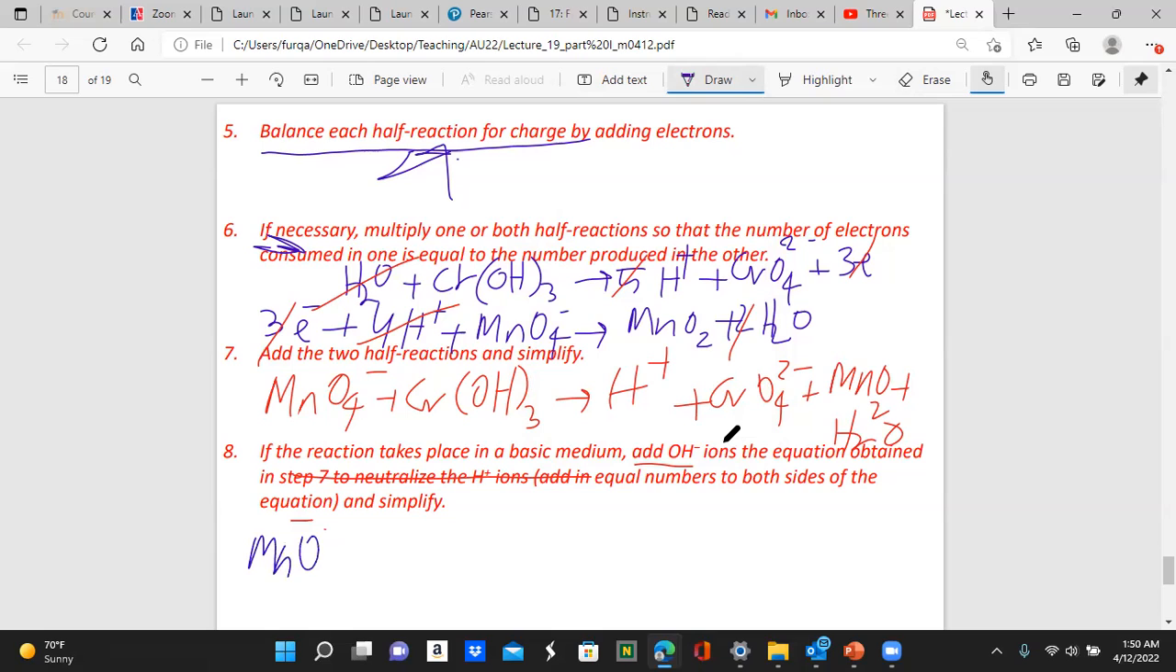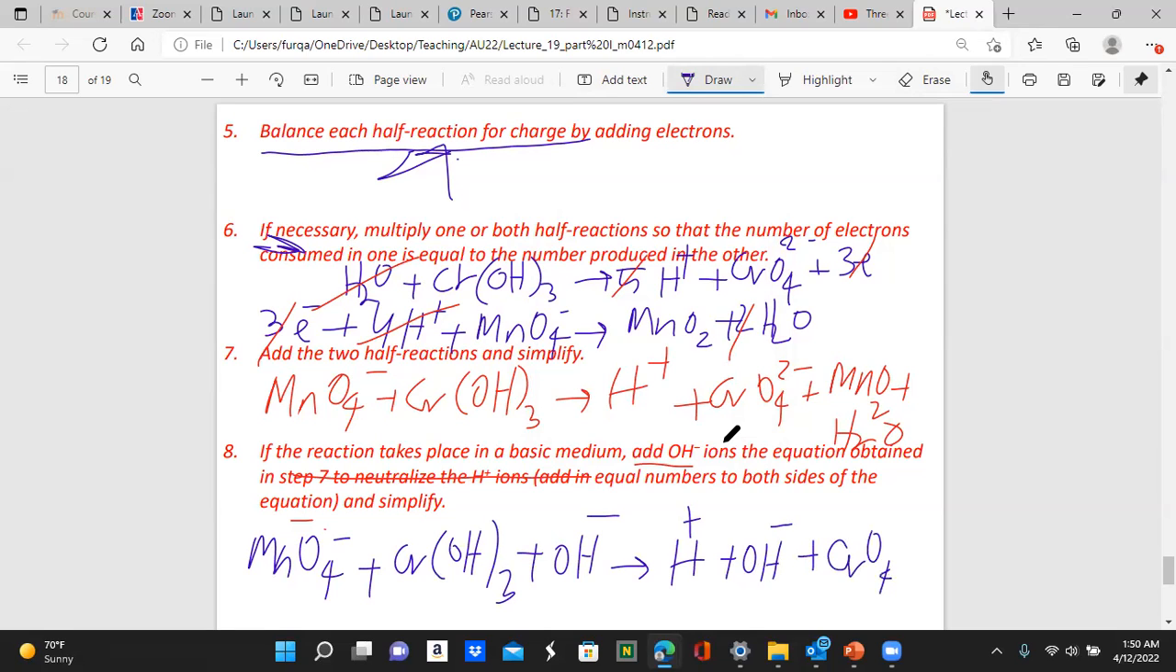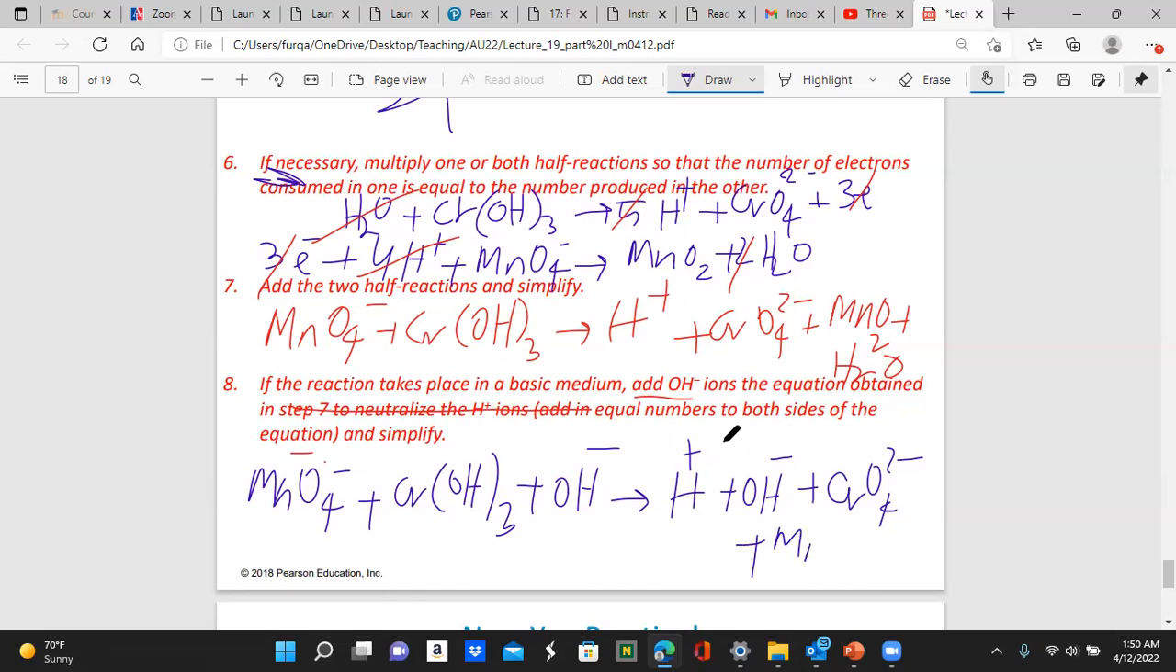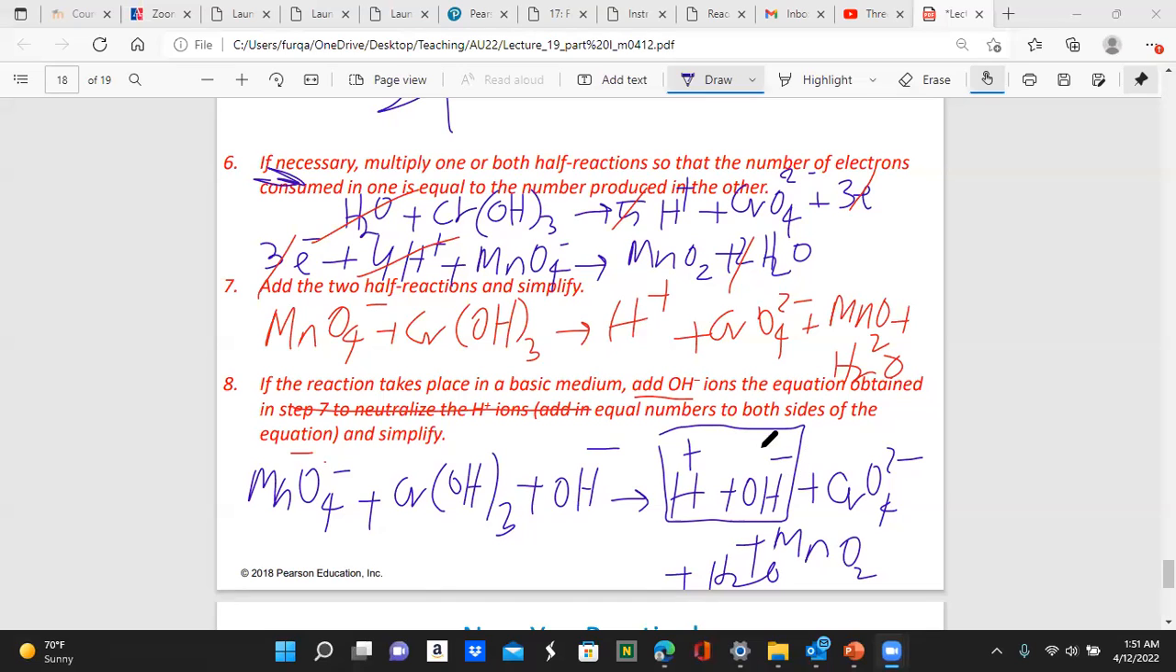That's going to be MnO4 minus plus Cr(OH)3, and then you're going to be adding plus OH minuses. And that's going to go into H plus OH minus plus CrO4 2 minus plus MnO2 plus H2O. So many things. You know that this is going to make more water here. Yes, so as I said, this is going to make one more water molecule. There's going to be two water molecules on this side then, okay?